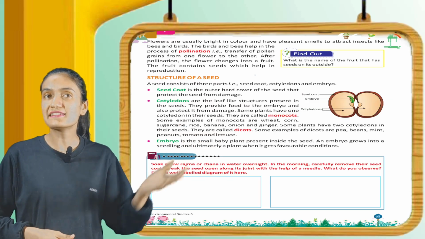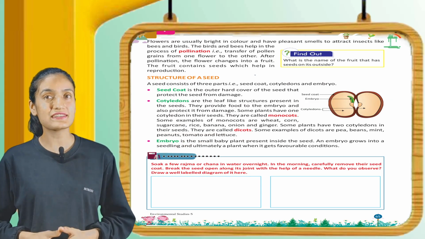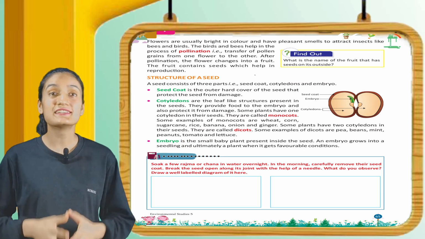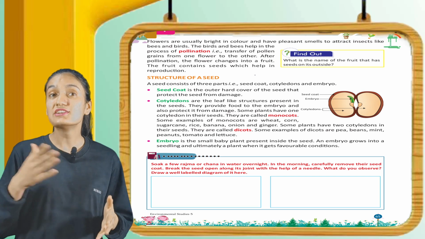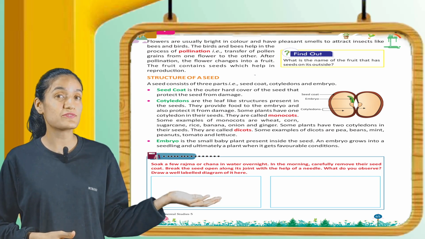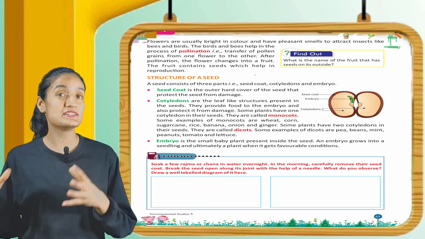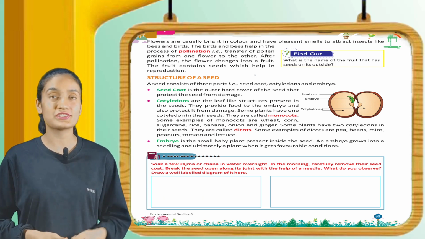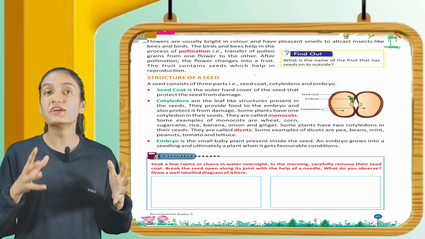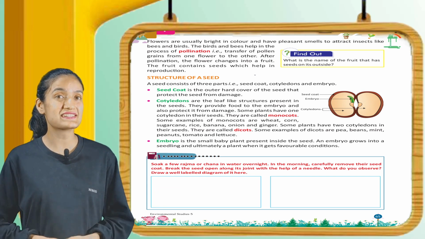Now, flowers are usually bright in color and have pleasant smells to attract insects like bees and birds. The birds and bees help in the process of pollination, that is, transfer of pollen grains from one flower to the other. After pollination, the flower changes into a fruit. The fruit contains seeds which help in reproduction. Now it's time to find out what is the name of the fruit that has seeds on its outside.